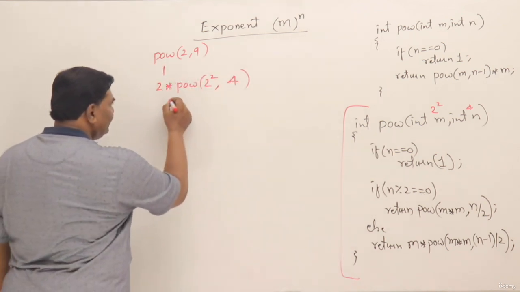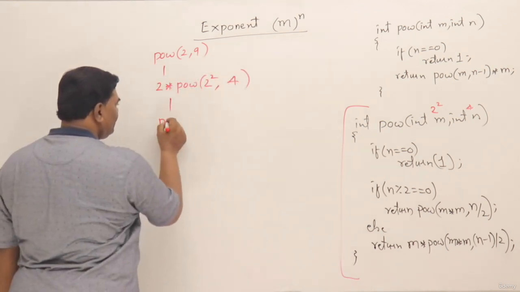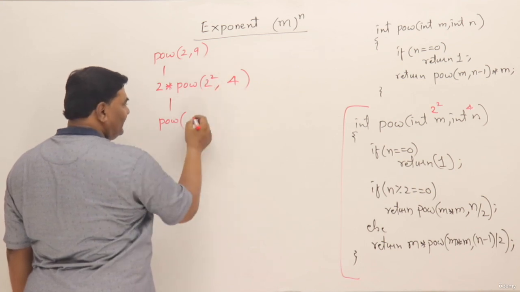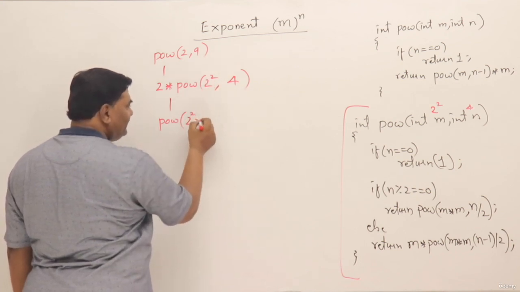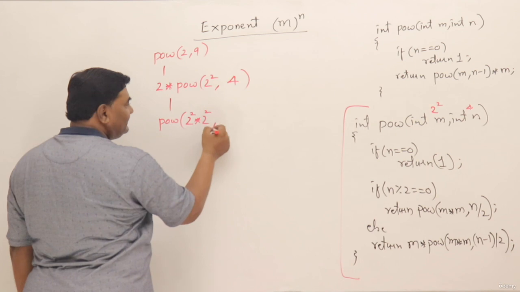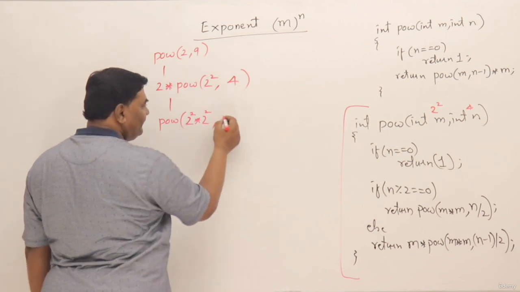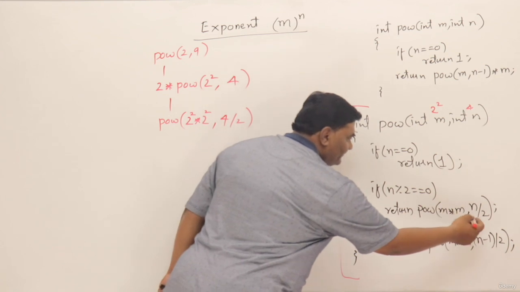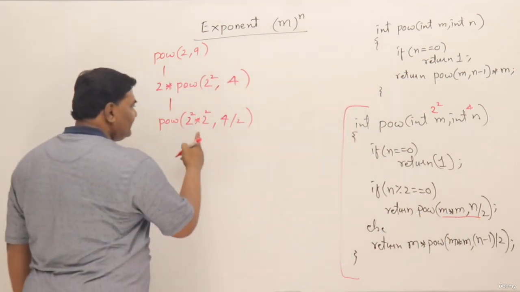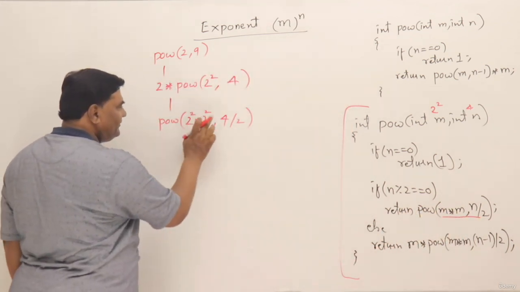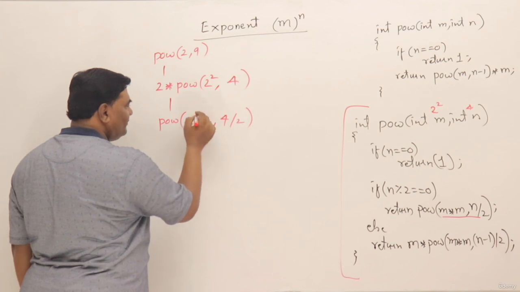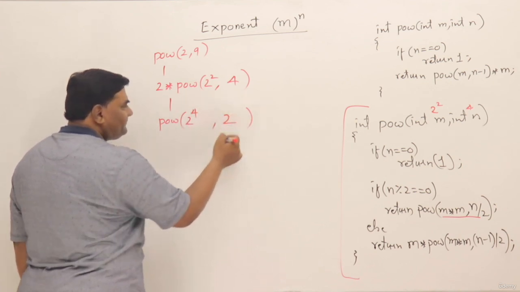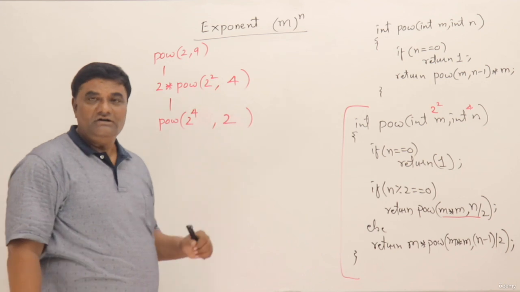So let us take the next call, that is power of m into m. M is now 2 square. So it becomes 2 square into 2 square, and this should be n by 2. So 4 by 2. That's what we have to do. So you can see this line. So this I will rewrite. 2 square into 2 square becomes 2 power 4, and 4 by 2 becomes 2. This is a new call again.